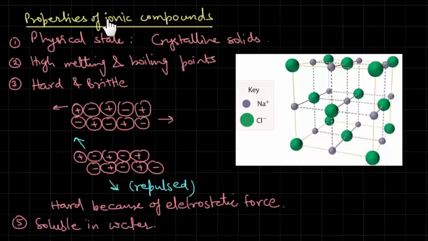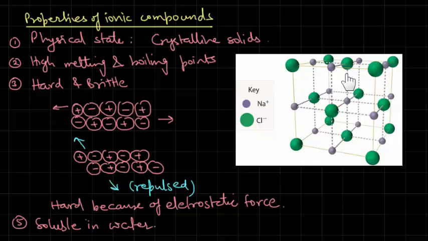Let's talk about some properties of ionic compounds. First, physical state. They form crystalline solids. The simplest example is common salt, which is NaCl. You can see the structure of its lattice: the smaller one is sodium, and the bigger atom is the chlorine. Each atom of sodium is surrounded by 6 atoms of chlorine. So these are the crystalline solids. Physical state: crystalline solids.